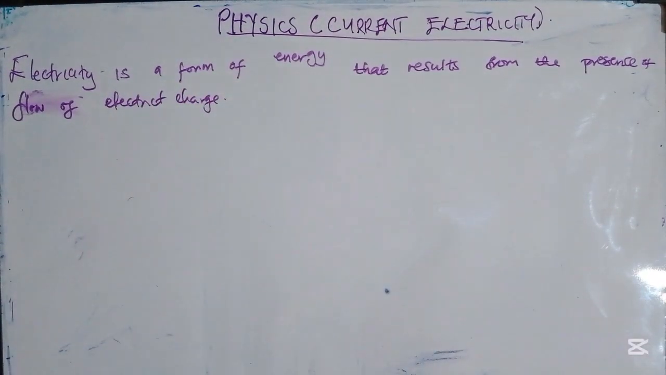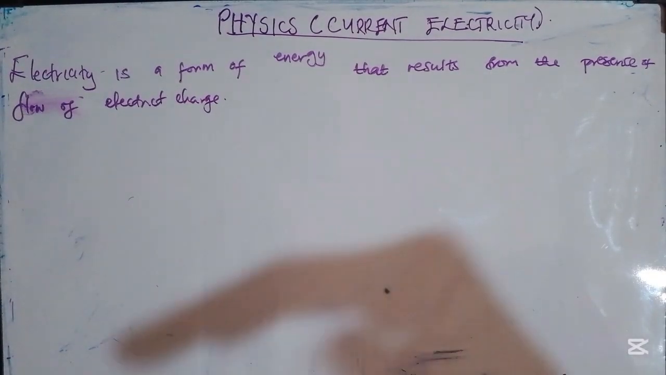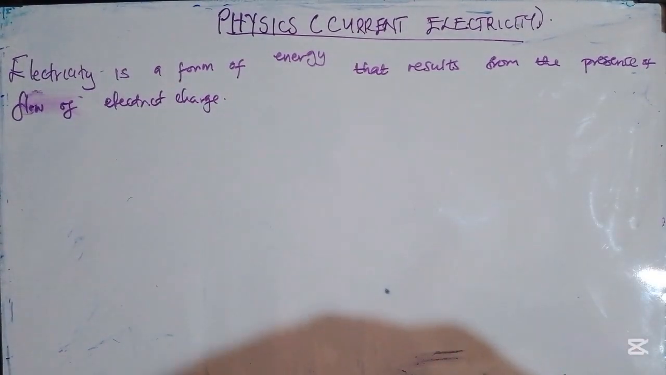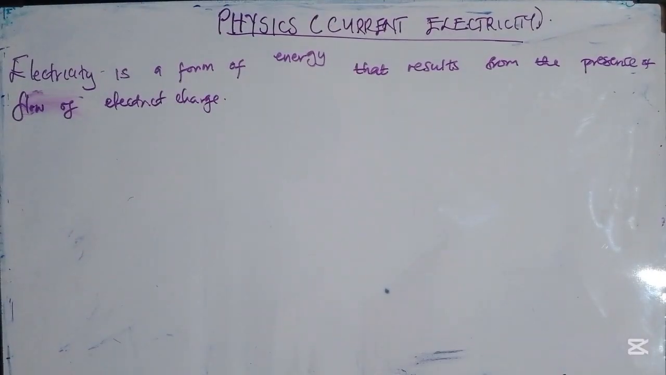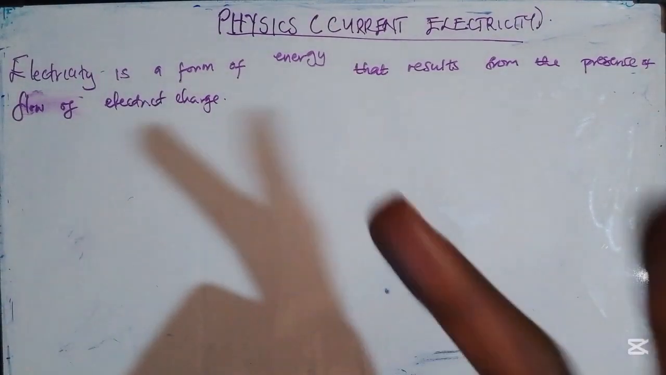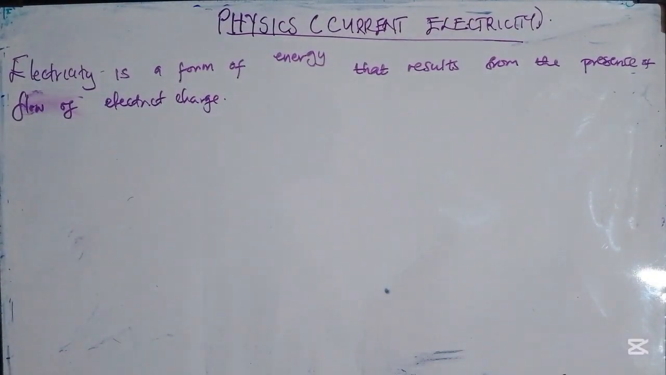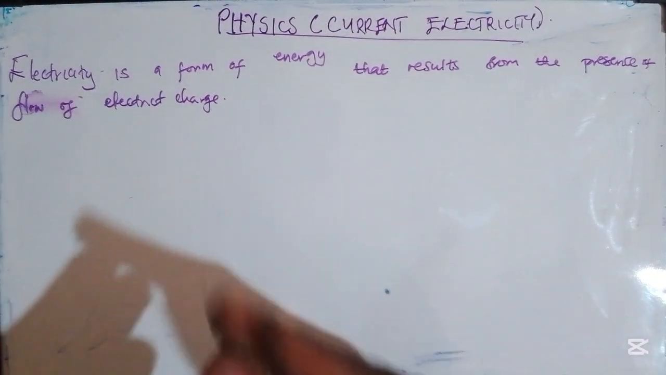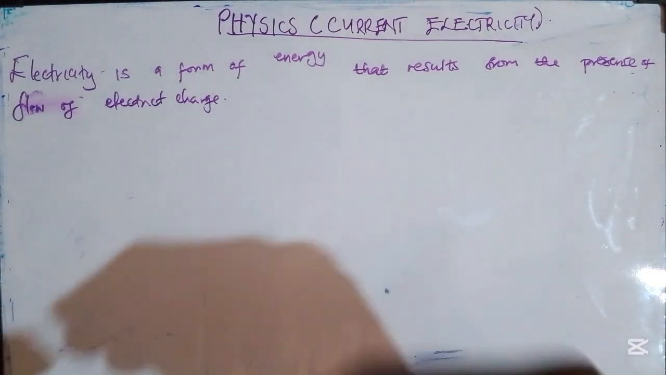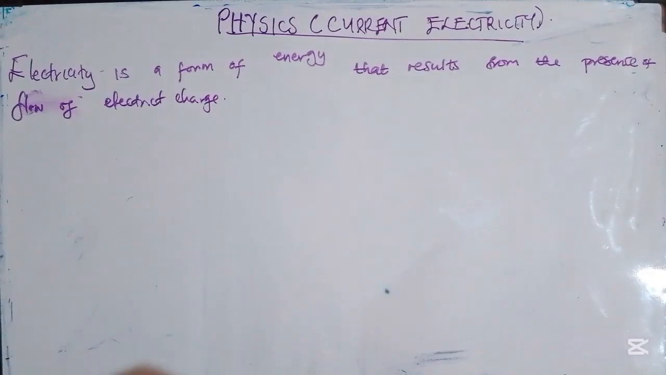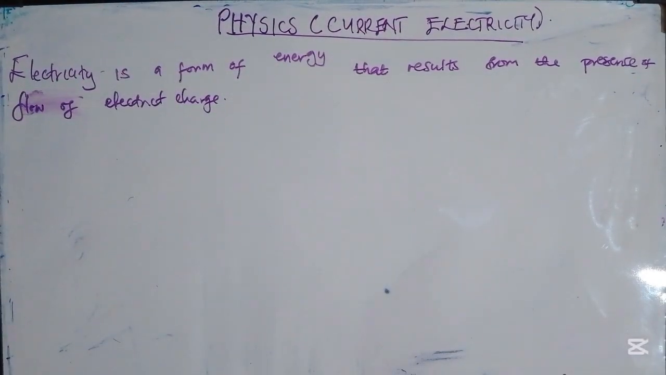So when you're saying that electricity is just the form of energy which results from the presence of electric charge, meaning here we have two things which we need to understand under electricity. The first thing is current, and the second thing is electric charge. What are these same electric charges which produce what? Electricity.